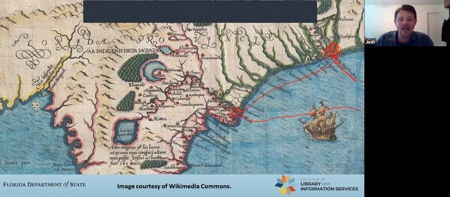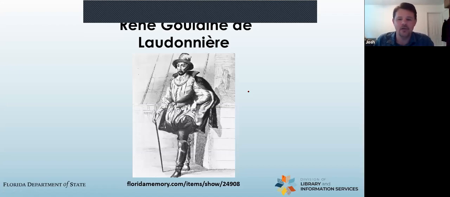He gets this new guy named René Goulaine de Laudonnière. Which is always fun to try to spell. And here he is. Let's see, I've got a picture of him. There he is. René Goulaine de Laudonnière. I love speaking in French. It's almost like you can speak in English, but you got to pretend like you have a lump of peanut butter on the roof of your mouth.